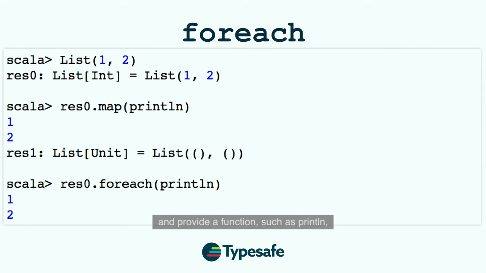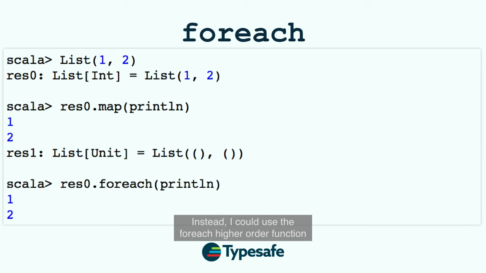If I have a list of values and I map over that list and provide a function such as println, which is going to merely print out the values inside of the collection, I end up printing the values, but then I have a result that I don't need, and it's a waste of memory resources on the JVM. Instead, I could use the forEach higher order function and apply the println function to it, thus printing out the values and not creating the extra values I don't need.